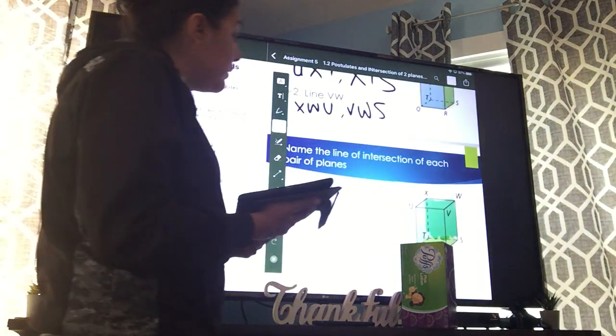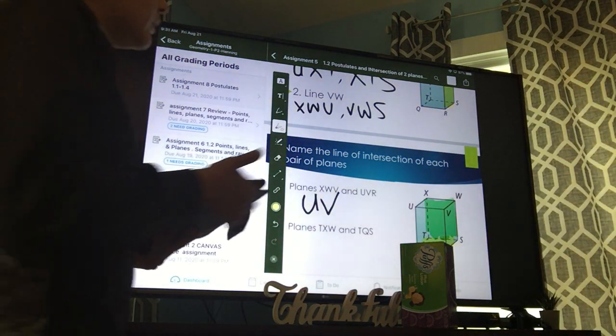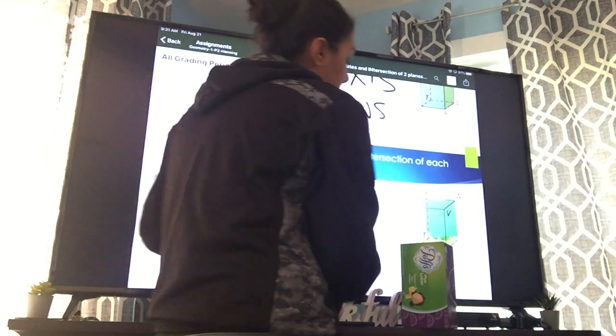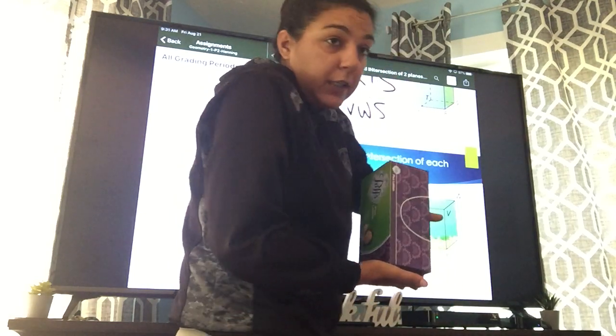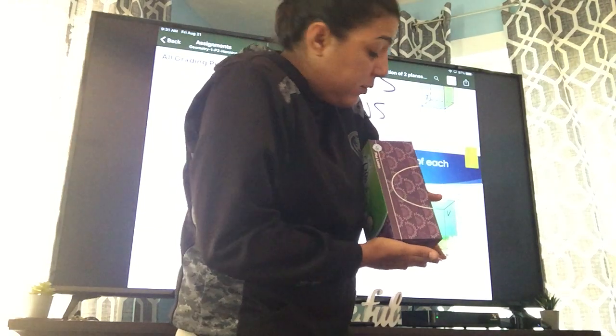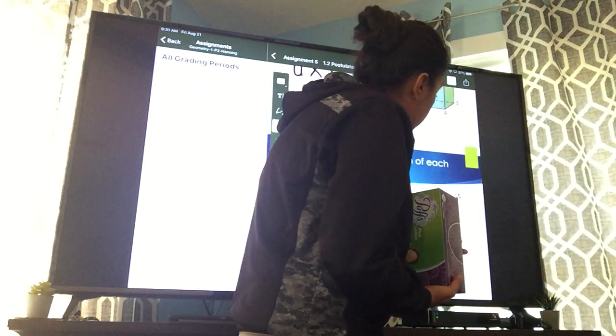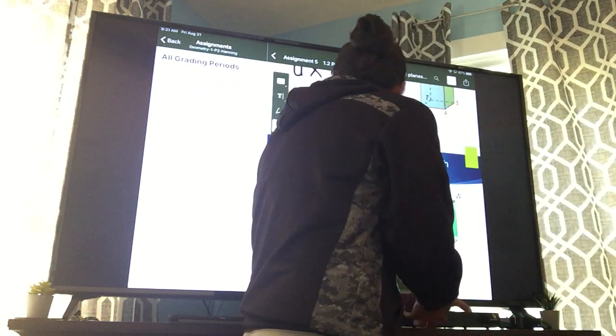Okay, so where do they intersect? Where are the colors crossing? So we got the bottom side of our Kleenex box and this side of our Kleenex box. And if we look at it, my hands are touching on a corner, and it so happens to be ST.